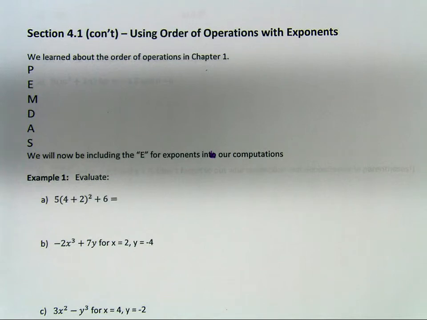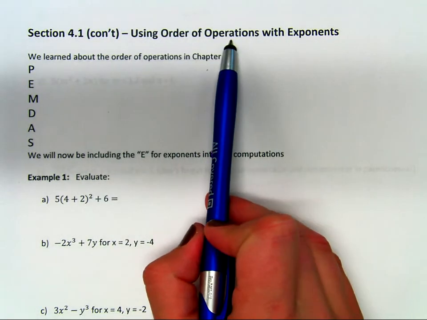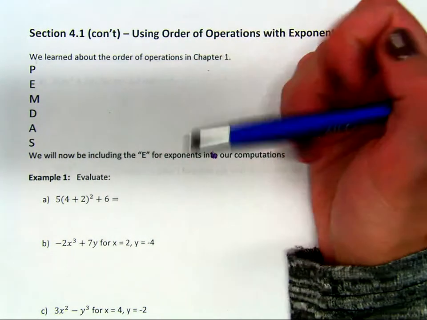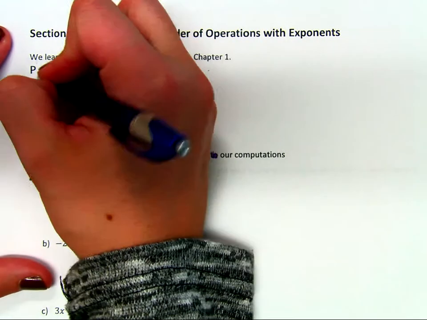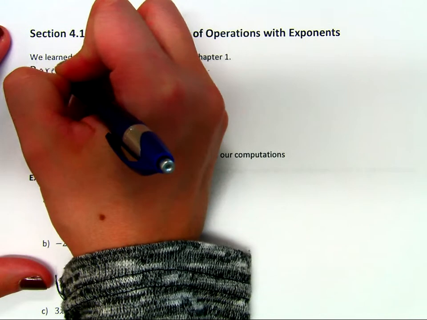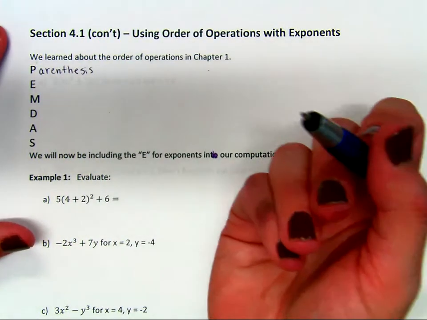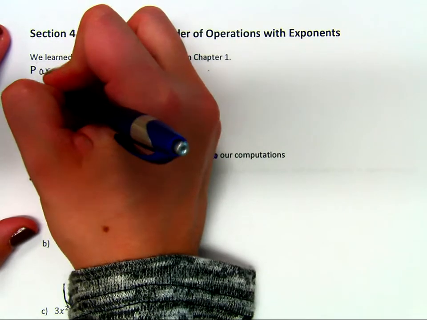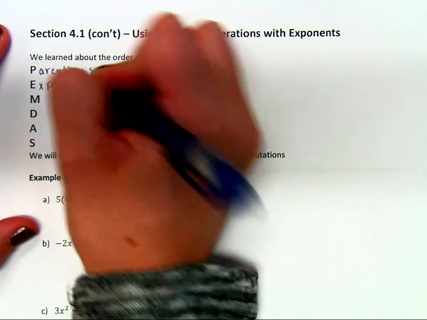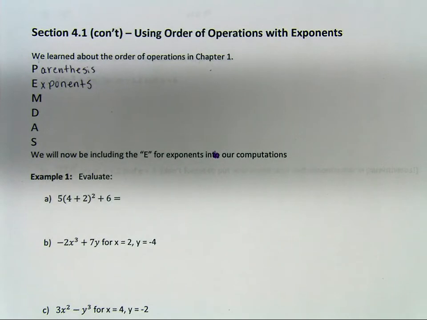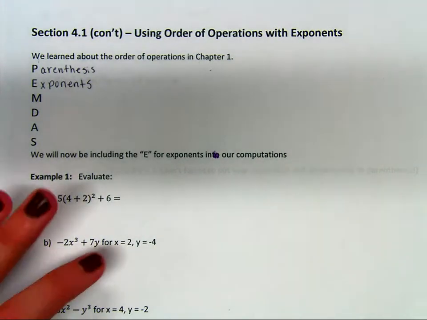This video is about using order of operations with exponents. So we talked about order of operations in chapter 1, talked about PEMDAS and what those letters stand for. Parentheses is the P, parentheses or grouping symbols. Exponents are the E, and we didn't really use exponents when we talked about order of operations in chapter 1, but we're going to be including them today.